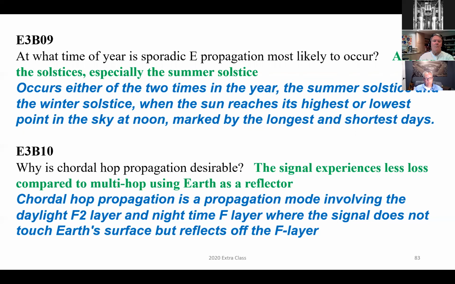E3B10. Why is chordal hop propagation desirable? The signal experiences less loss compared to multi-hop using Earth as a reflector. And chordal hop propagation is a propagation mode involving the daylight F2 layer and the nighttime F layer, where the signal does not touch Earth's surface, but reflects off the F layer.